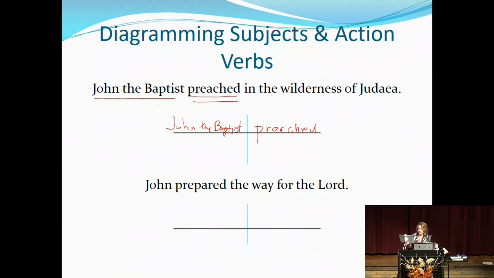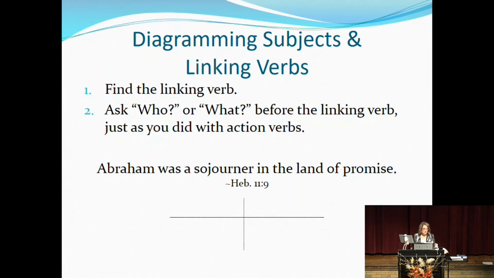John prepared the way for the Lord. Let's find the verb first, please. Prepared. Who prepared? John. So now I'm ready to diagram. I'm going to put my verb in first. And I'm going to put my subject. And now I have them differentiated between the subject and the verb. What if I have linking verbs? These were two action verbs. What do I do there? Same process. Find the linking verb. Ask who or what before the linking verb, just as you did with action verbs.